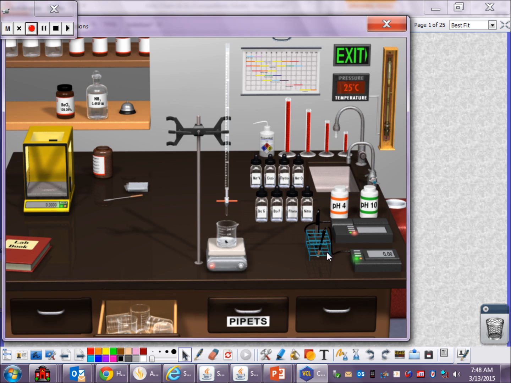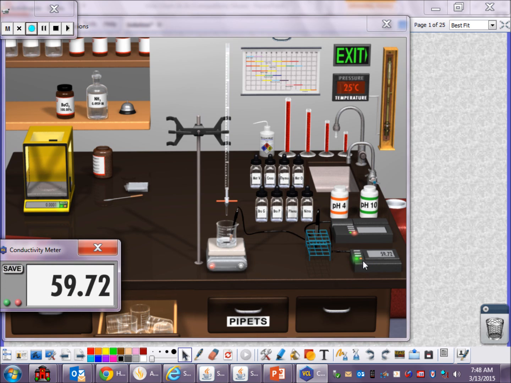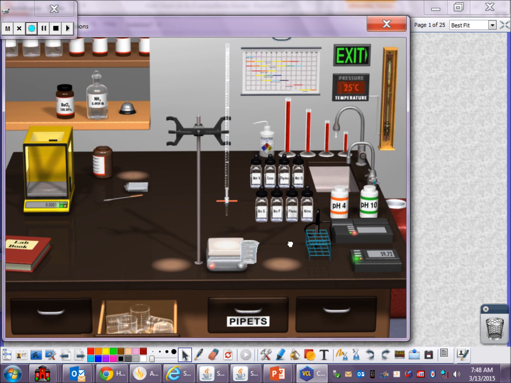Stir it, put the conductivity probe in, and check. Ammonium chloride does conduct electricity. Okay, let me put this in the recycling bin.